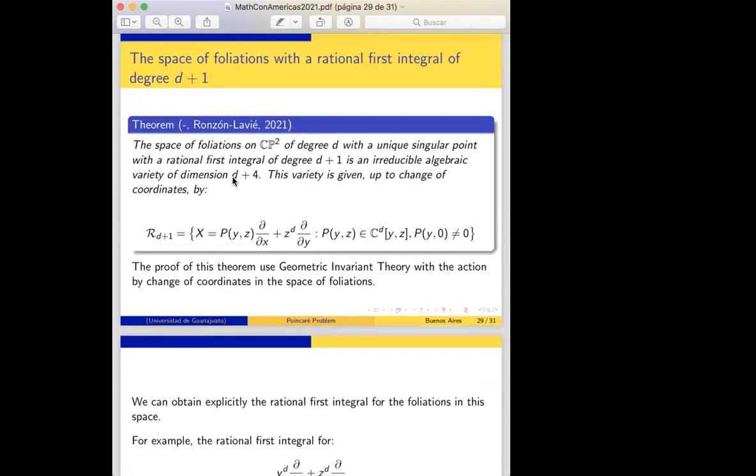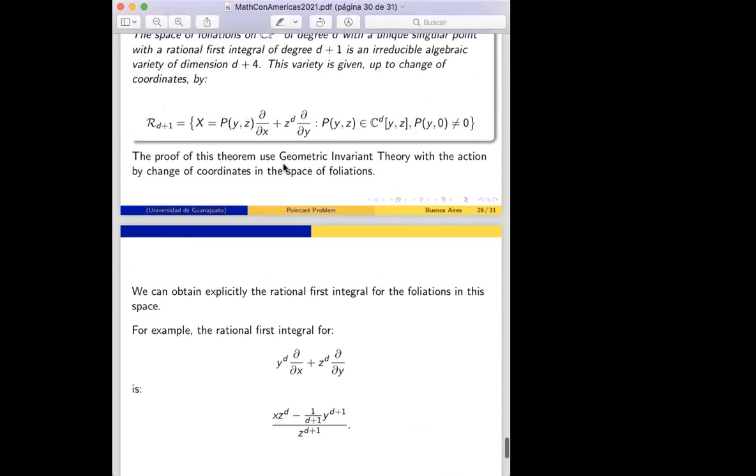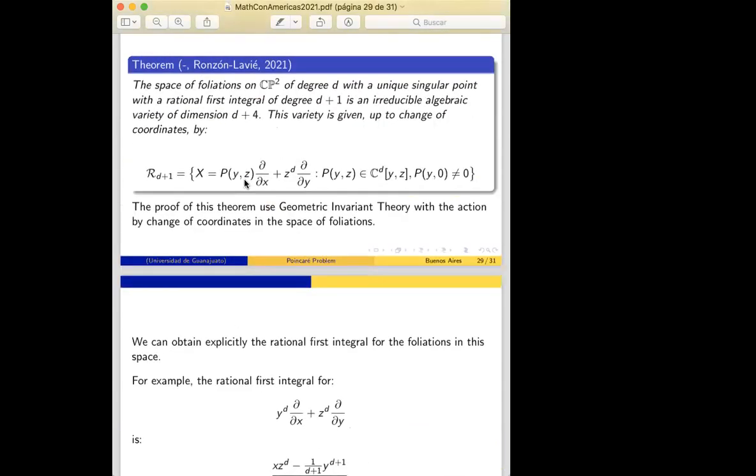And we can obtain explicitly the rational first integral for the foliations in this space. For example, this is a foliation that we saw before, y^d in the direction x plus c x^d in the direction y. The first integral of this foliation is this rational function, x^(d+1) over y^(d+1). This is the rational first integral of degree d+1, where d is the degree of the foliation. And it's easy to obtain the rational first integral for every element in this space.